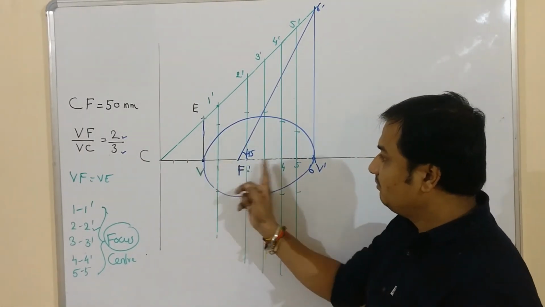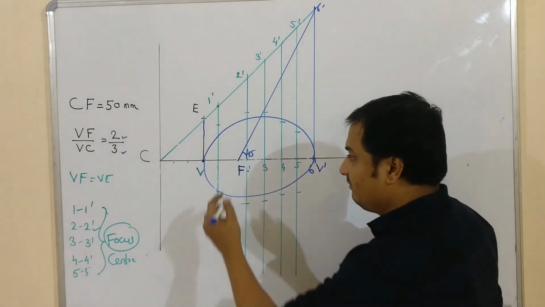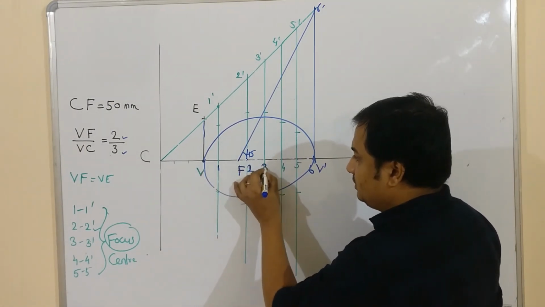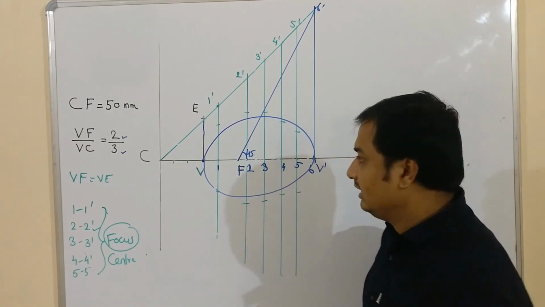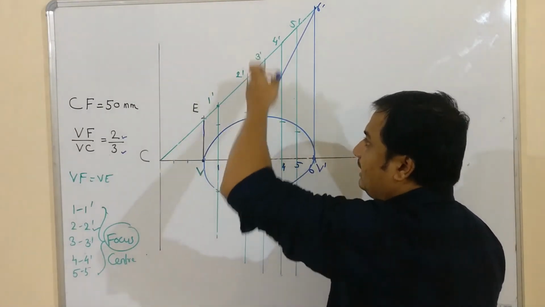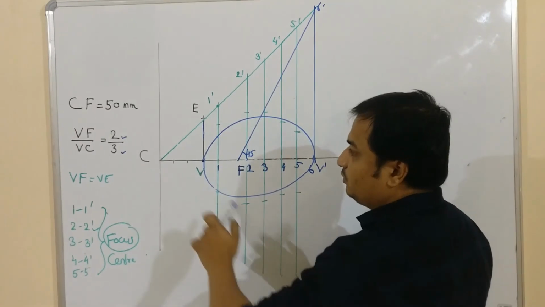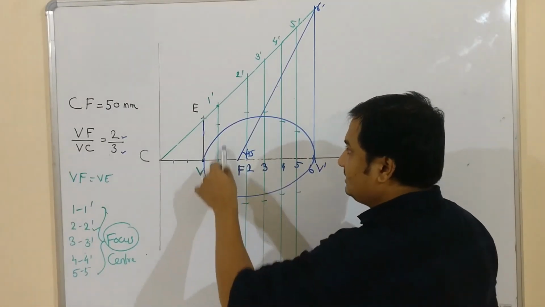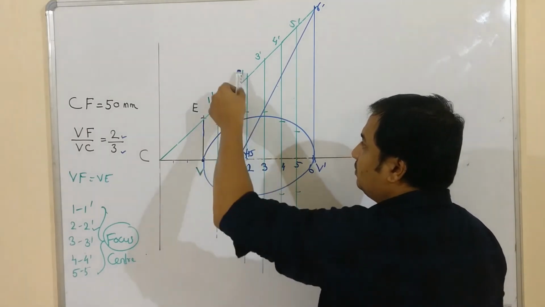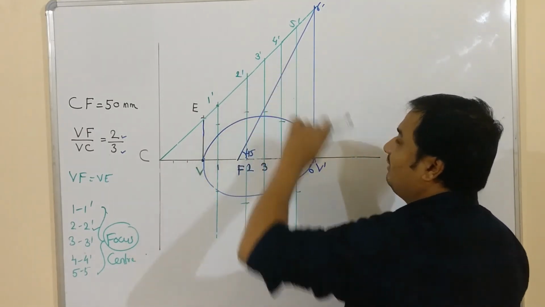Now on the right of the V, take any number of points. I have taken 1, this is 2, 3, 4 and 5. You can take any number of points. From all the points, draw a vertical line, and that vertical line is going to intersect the C line at some point. So name accordingly: 1 dash, 2 dash, 3 dash, 4 dash, 5 dash.